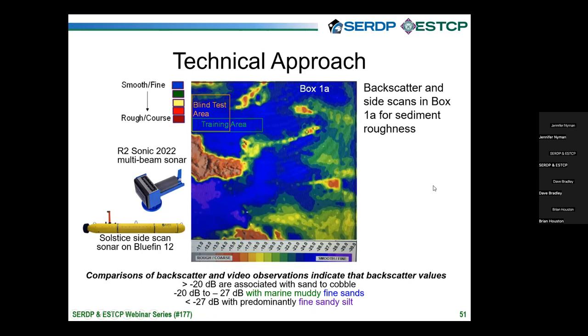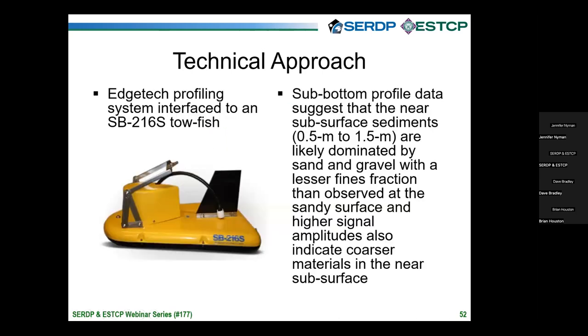Did a number of other things to help us characterize that area. So in this slide here, what I'm showing you is the blind test area and the training area that we used to train the RVM. So we did that in two different locations. We also did proud and we did buried testing.